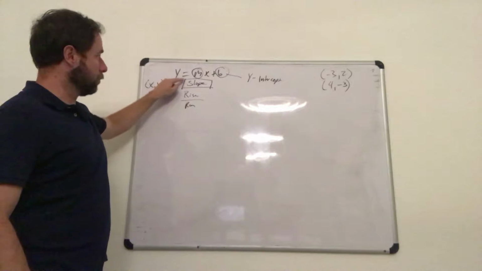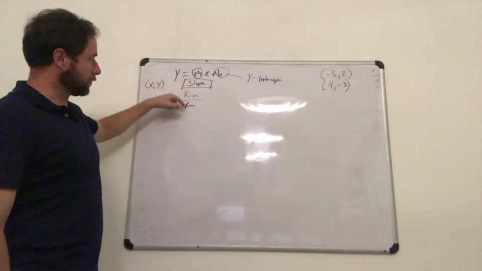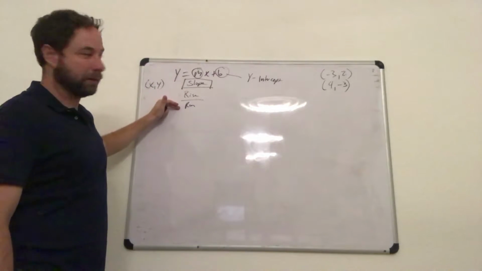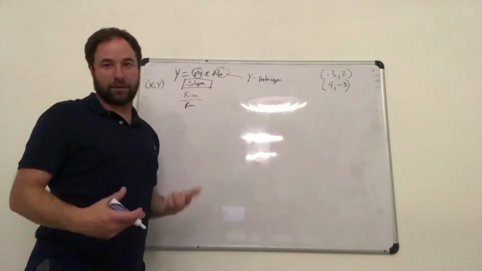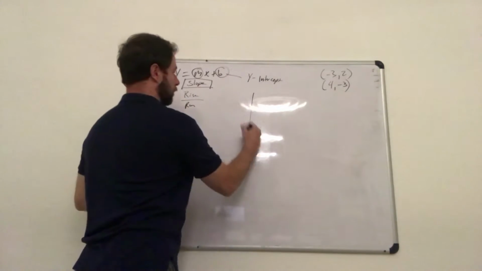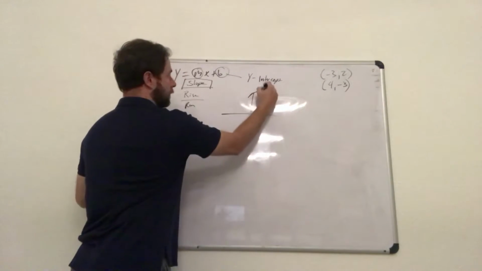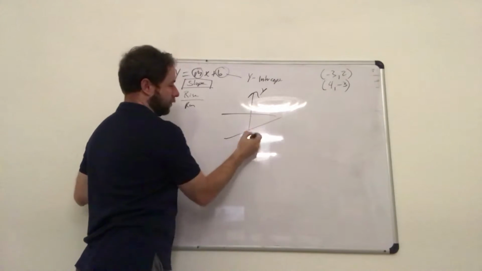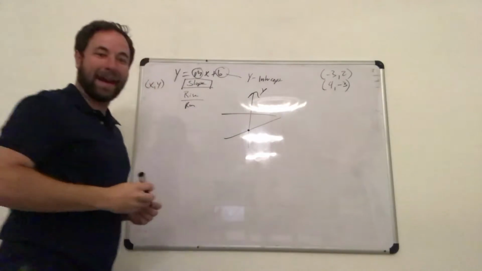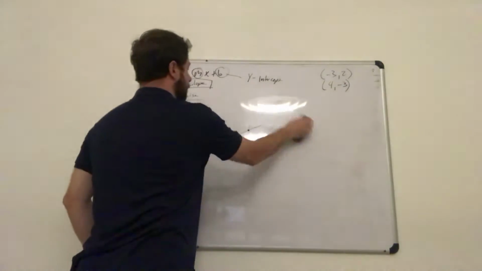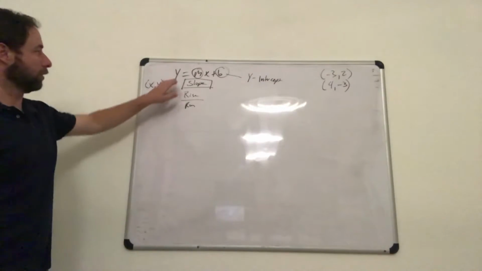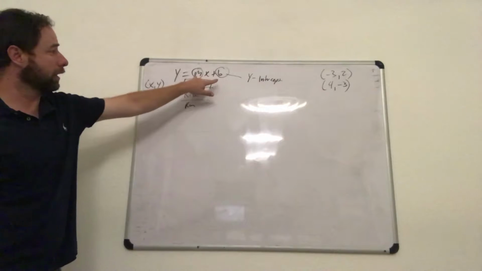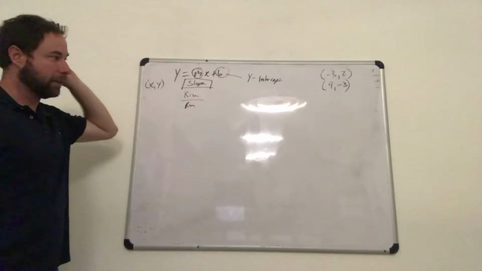m represents the slope, which is the rise over the run. And b is the y-intercept. If you draw a coordinate plane, it's where the line crosses the y-axis. So anytime they say find the equation of the line, you write down y equals mx plus b, solve for two things, and then you're done.